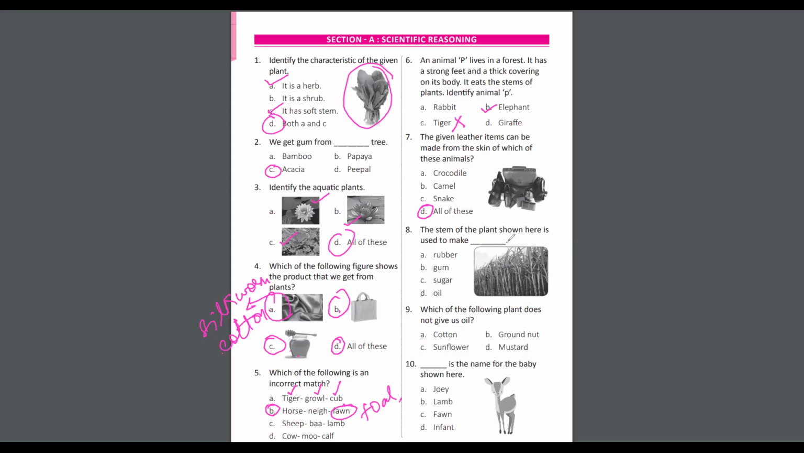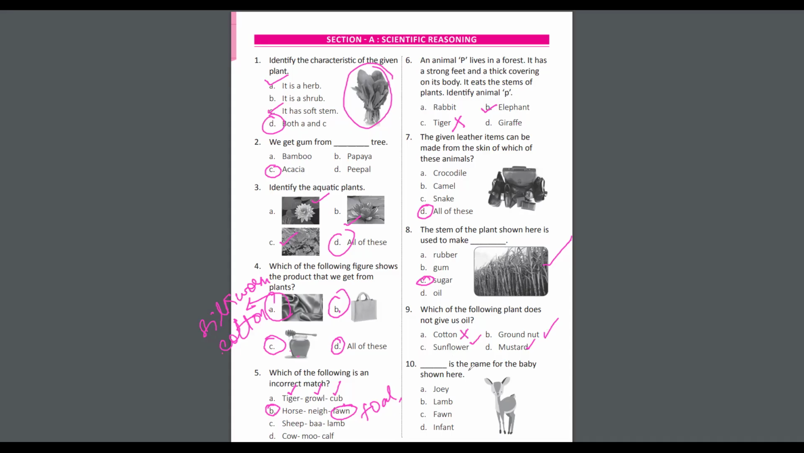The stem of the plant shown here is used to make. So this is your sugar cane. Okay. So it is used for sugar. Which of the following plants does not give us oil? Sunflower gives us oil. Mustard also gives us. Groundnut also gives us. So cotton does not give us oil.